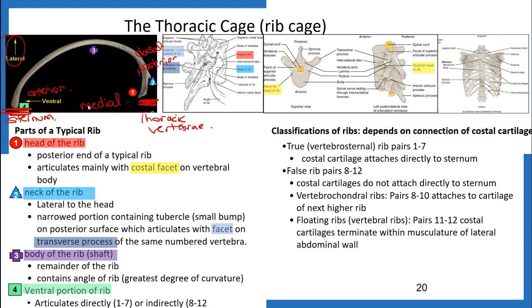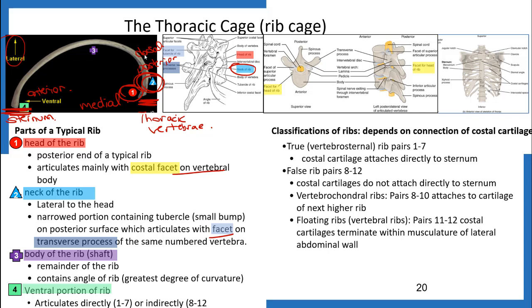So what you can see here is the head of the rib is right over here. The posterior end of a typical rib connects up with the vertebral body of the thoracic vertebrae, and then you've got the neck, which is right over here, right? It's to the side of the head of the rib. And it also connects up with the facet on the transverse process of the same numbered vertebrae.